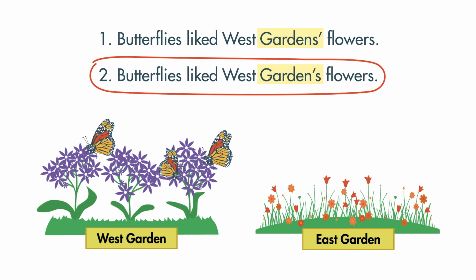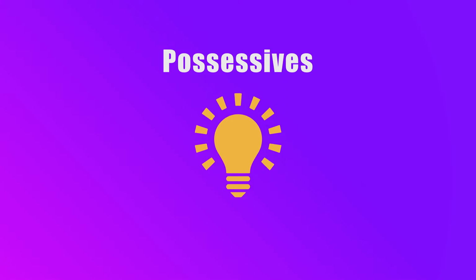Sentence 2. Since West Garden is a singular noun, the apostrophe is placed after garden and before the S. And that's how you create the possessive forms of singular and plural nouns.